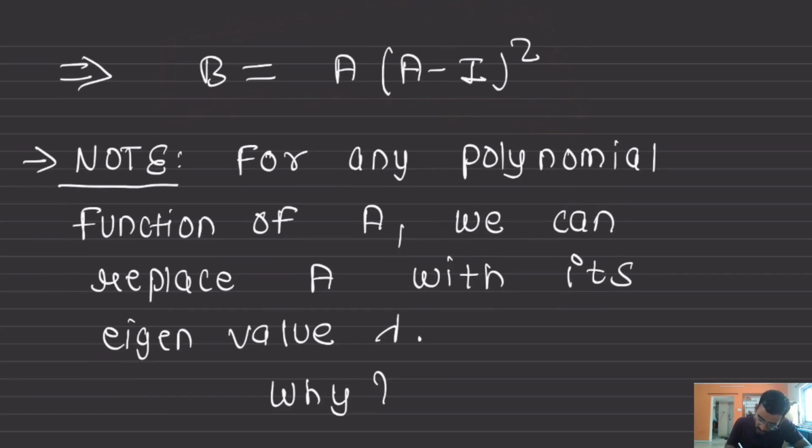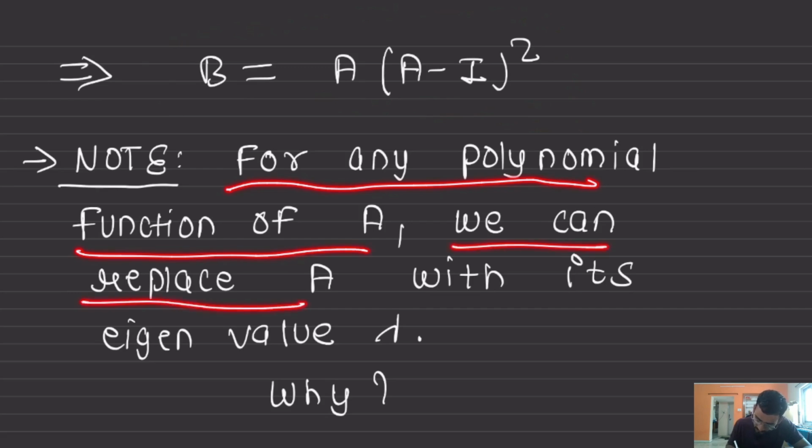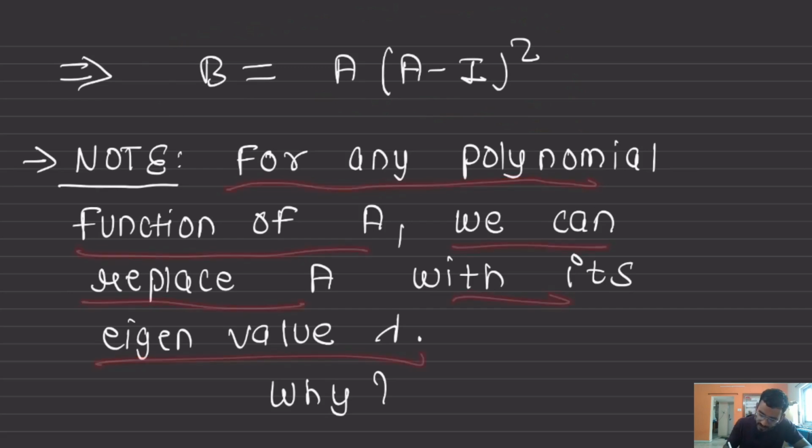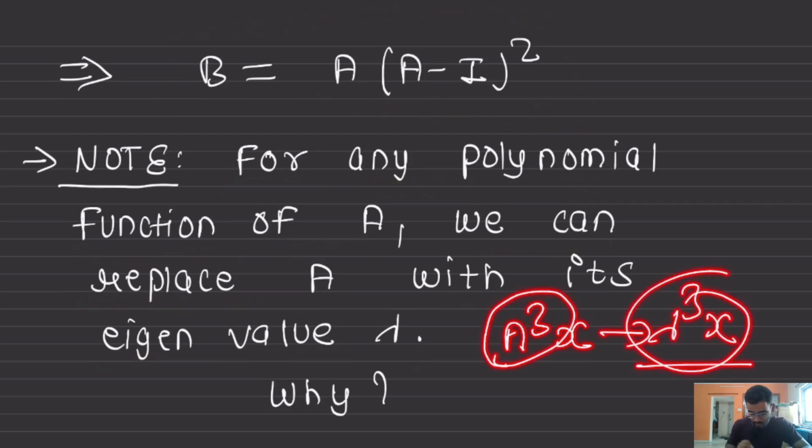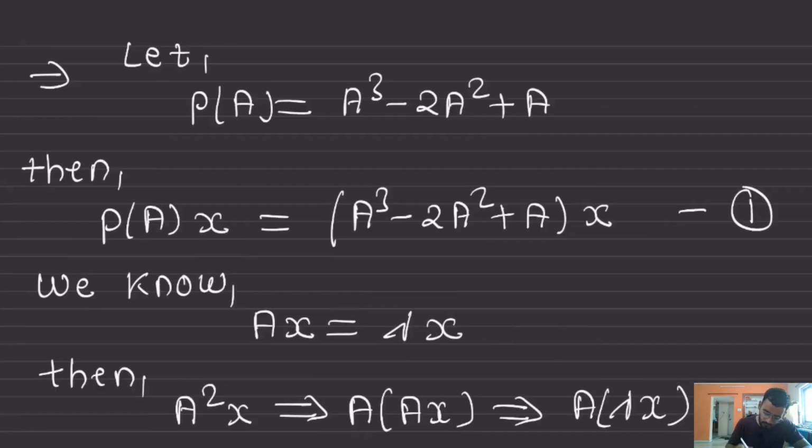Now one note is, for any polynomial function of A, we can replace A with its eigenvalue lambda. It means if there is any polynomial of A, let's say A cubed x, we can replace this A with its corresponding eigenvalue. Okay, why? This we'll see. Let P of A be a polynomial of A. Okay, then let x be an eigenvector of A. Then if we multiply P of A into x, this can be written as this.